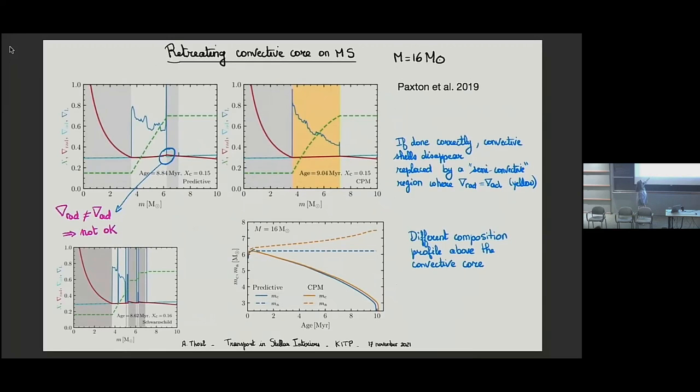If you have predictive mixing, it's here. You still have the shell, and if you do it better, you don't have a shell anymore. You have a semi-convective region above the core. It doesn't change much. Basically, it almost doesn't change the convective core size. So this is mass of the convective core versus age. It does leave behind, on top of the core, a partially mixed region with a smooth composition profile. That should have an influence in asteroseismology.